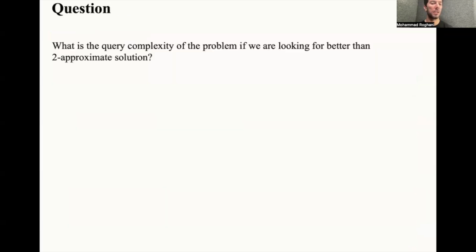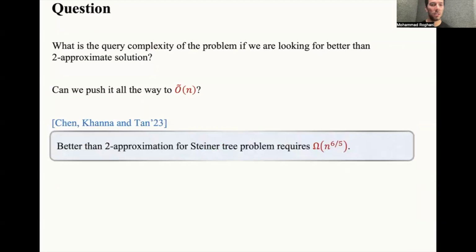So we can ask this type of question: what is the query complexity of this Steiner tree problem if we want better than two approximate solution? Can we push it all the way, for example, to the order of n time? Chen, Hana, Tan, in the same paper, proved that better than two approximation for the Steiner tree problem requires omega of n to 6/5 time.